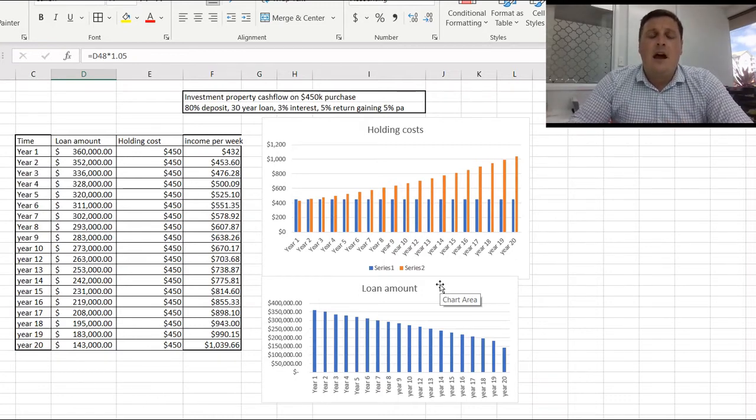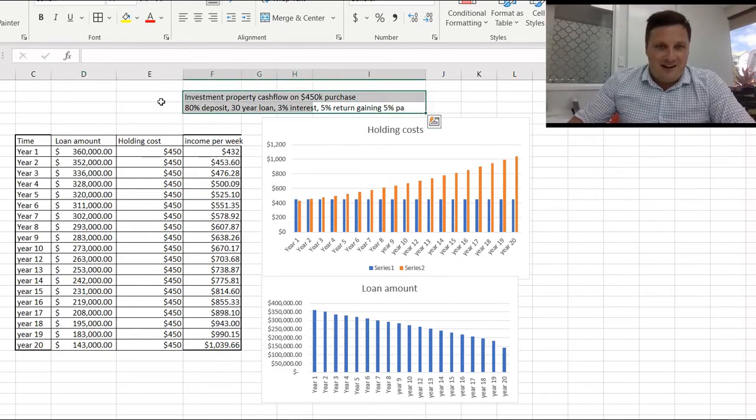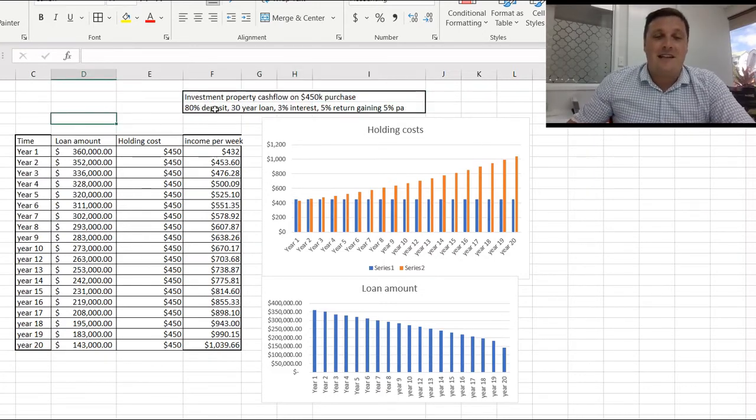So $450,000 purchase price, returning 5% return, with that rental return going up by 5%, and let's say you've put down a 20% deposit on a 30-year principal and interest loan at 3%. I have just included it here so you can read back through that. So that's a 20% deposit, 30-year loan, 3% interest, and you're getting a 5% return with a 5% increase on the rental returns over time.